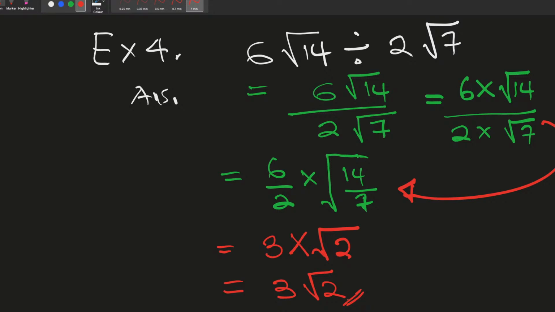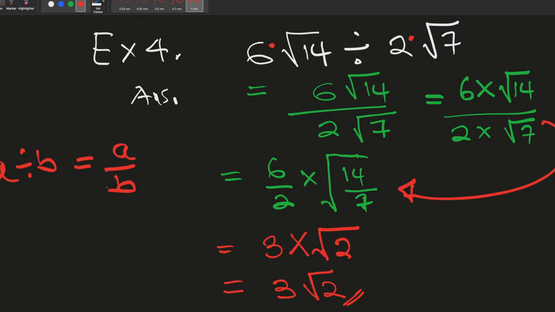In this question, we were given 6√14 and 2√7 dividing it. Anytime we see 6 outside the root of 14, it means this 6 is multiplying the √14. In the same way, 2√7 means 2 is multiplying √7. So traditionally, when we see something like A divided by B, we always say it's the same as A over B. So we apply that principle to this question, the principle of indices.